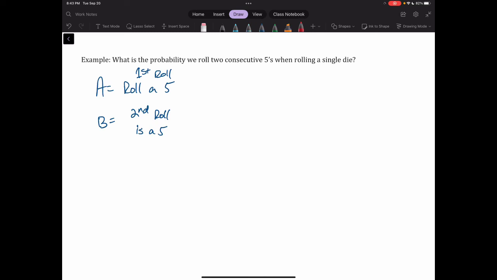We are trying to find the probability of A and B. So how do we do this? We take the probability of A, the probability that we get a 5 on the first roll. Remember, when we roll a single die, it has 6 values, right? 1, 2, 3, 4, 5, and 6. What's the probability we roll just a 5? There's only 1 five in that sample space there. It's 1 out of 6.